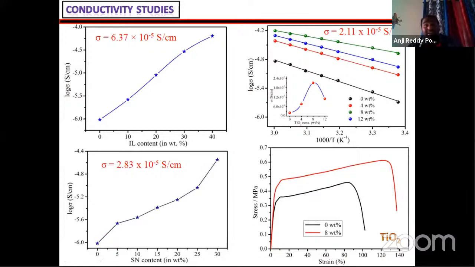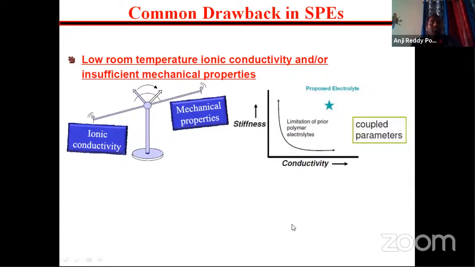And I have checked the mechanical properties also. After adding these TiO2 nanoparticles, the mechanical properties also increase. We can observe this in the stress strain graph. Based on those observations, we concluded that when we try to increase the ionic conductivity, the mechanical properties decrease, and when we try to increase the mechanical properties, the ionic conductivity decreases. But we have to balance both. How can we balance that?